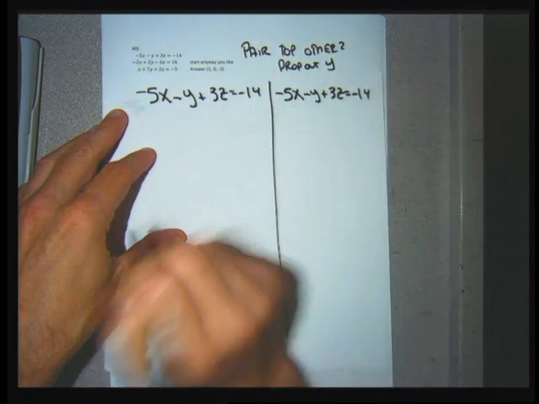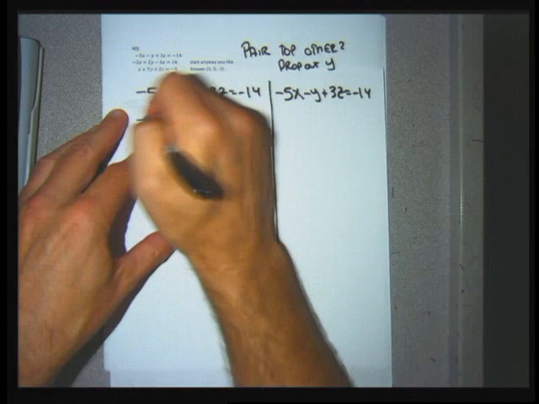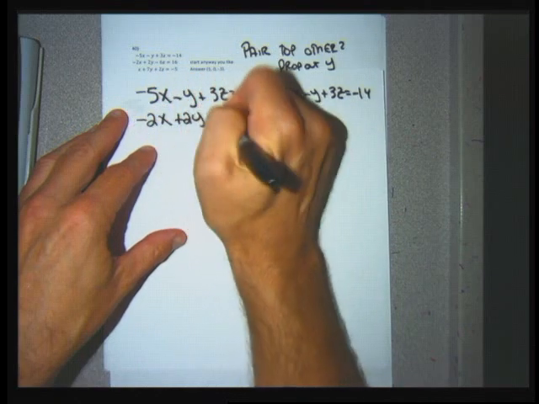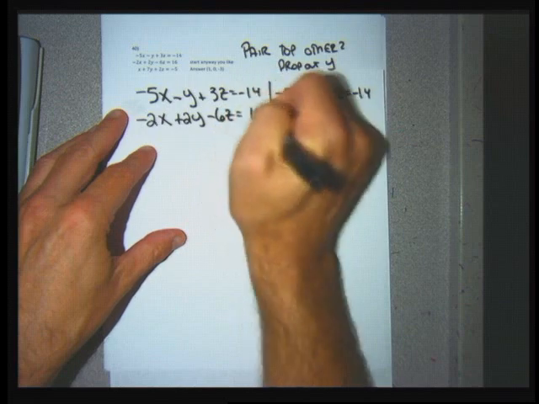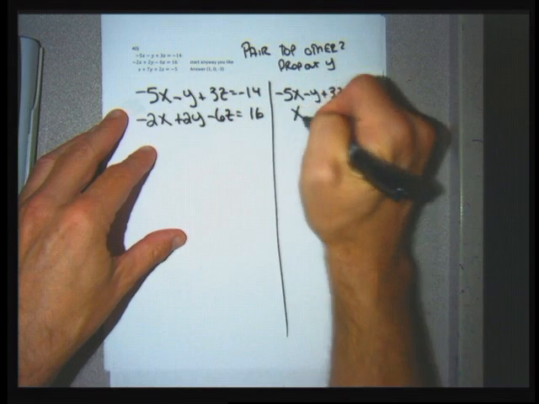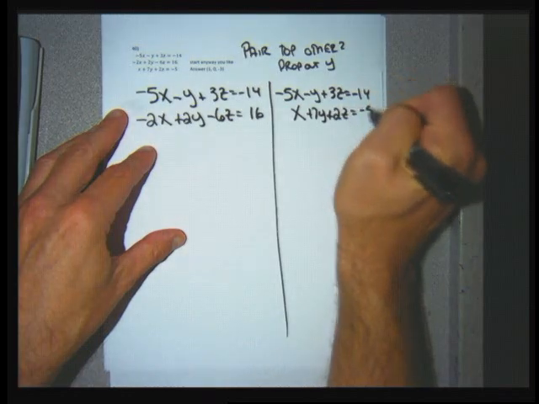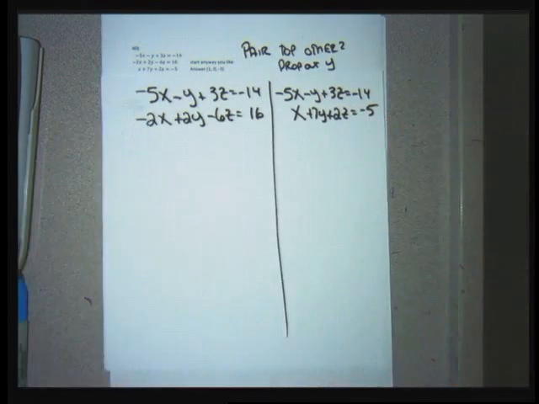So my top equation I'm pairing with the other two. The other two are negative 2x plus 2y minus 6z equal to 16, and x plus 7y plus 2z equal to negative 5. So always when I have three equations and three unknowns, my very first thing to do is pick one of the three equations and write it on top of the other two. So that's what I did.